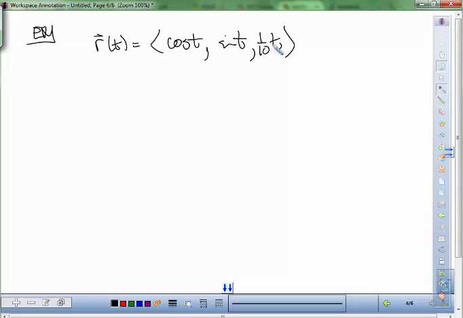So imagine along the x and the y, what is this going to draw? If I just focus on the x and the y, it's going to draw a circle. Now if I let this go beyond 2 pi, it's going to keep drawing that circle. With me so far? Okay.